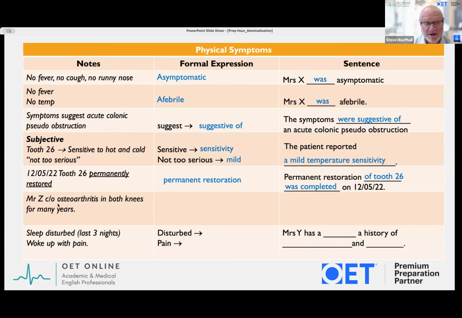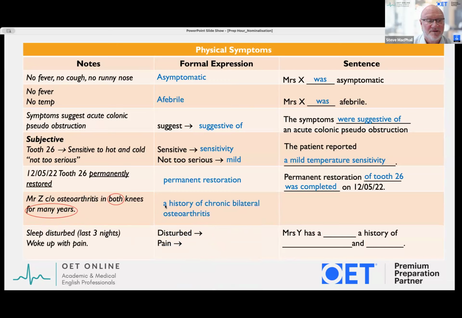Next one. Mr. Z complained of osteoarthritis in both knees for many years. Okay, so we need to formalize that, and there's a few words we want to formalize here. Have a think about it. How would you do this? Is there a technical term for both? All right. How are we going to express this duration here, for many years? So what technical term or clinical term would you use to describe arthritis that has existed for many years? Well, let's check it out.